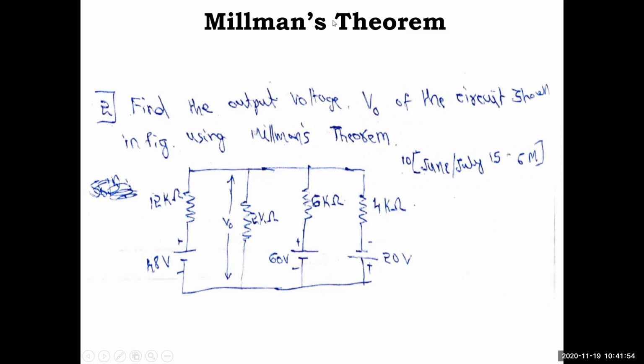In this problem, they have asked for the output voltage V naught, not current, right? Along with current, they have asked for voltage. Okay, so again you have to use Millman's theorem. So what you have here is, the resistor values are given in kilo ohm, so be careful here. Okay, and the load resistor is shown in the second branch. Okay, so only one element is there. This you have to consider as the load. 60 in series with 6K, 20 in series with 4K, and 48 volt in series with 12K.